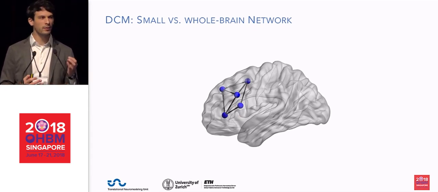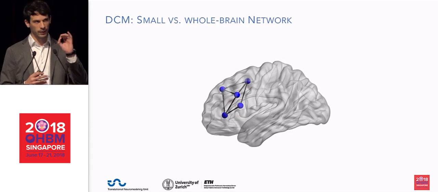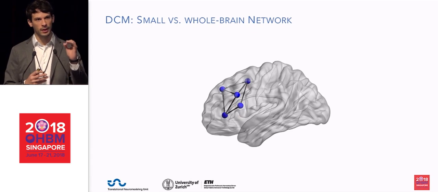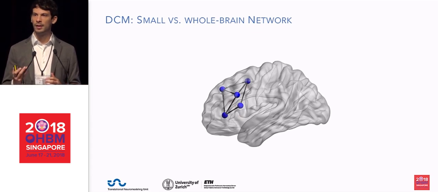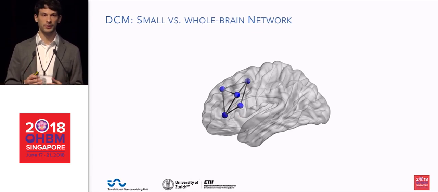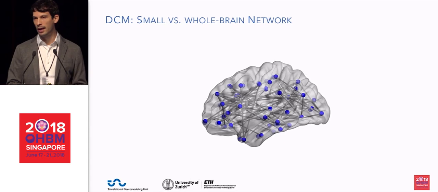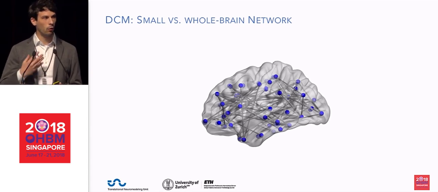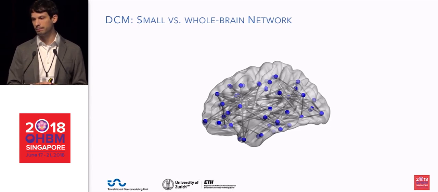Now, that's not necessarily an issue if you have very precise hypotheses about specific neuronal circuits that you want to study, and you have experimental manipulations that address exactly those circuits. But for more exploratory analyses or more exploratory questions, such as what is underlying the pathophysiology of a psychiatric disorder, it might become a limitation to have small networks. And in such a situation, you might want to have a model that can actually infer whole brain effective connectivity, including potentially many more nodes than 10.